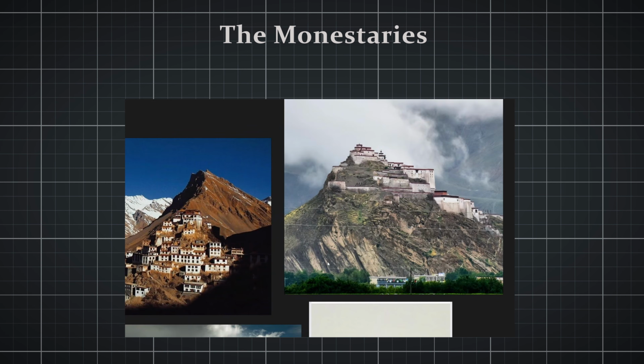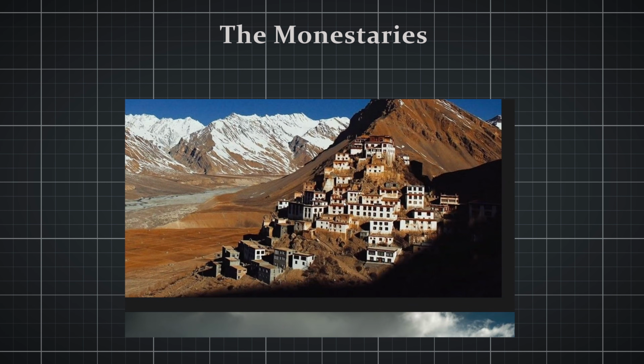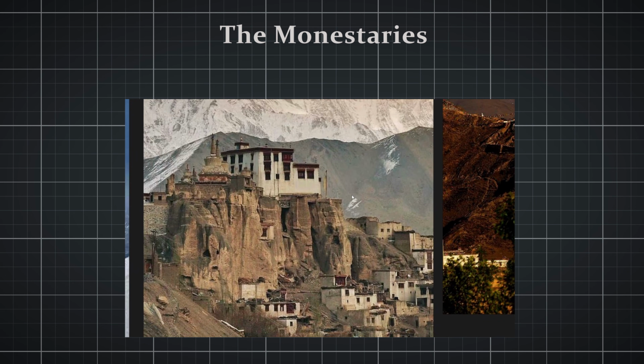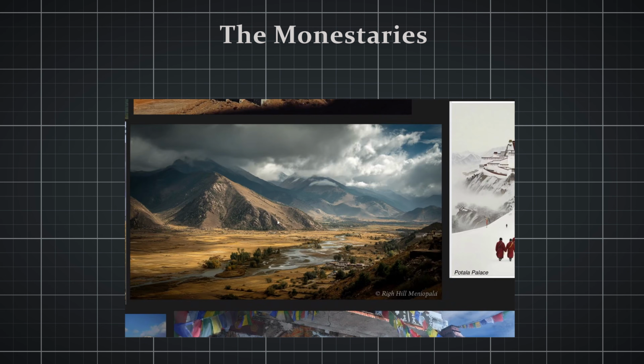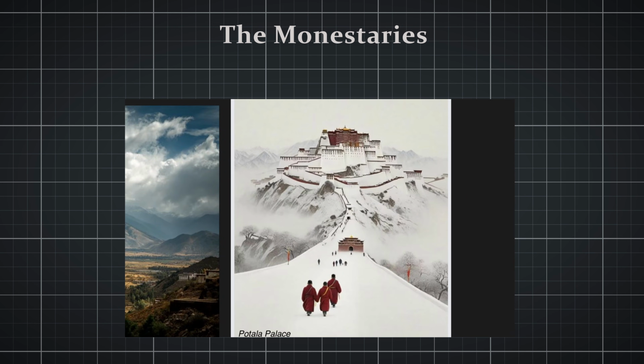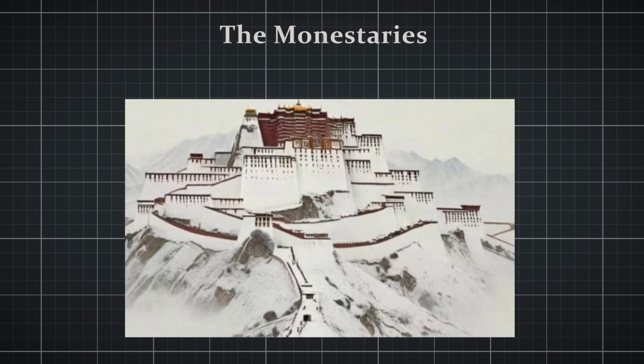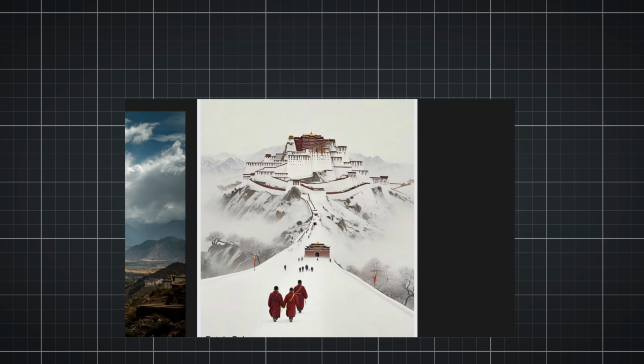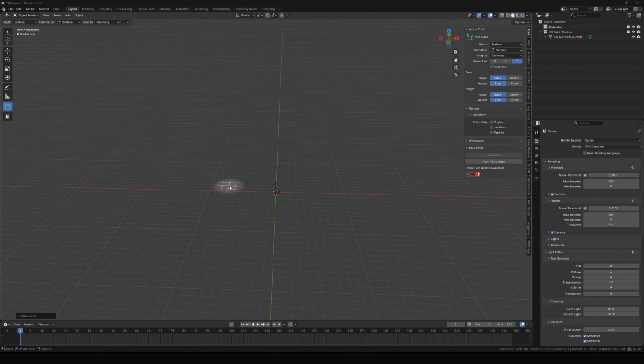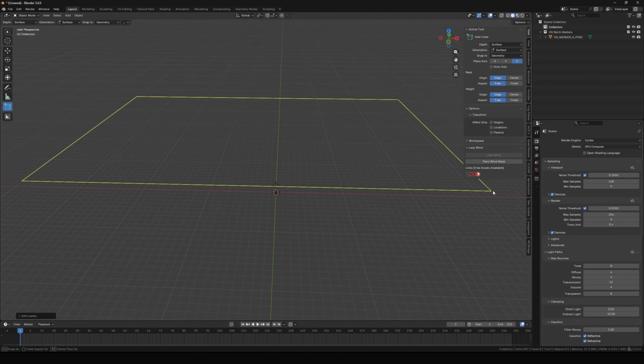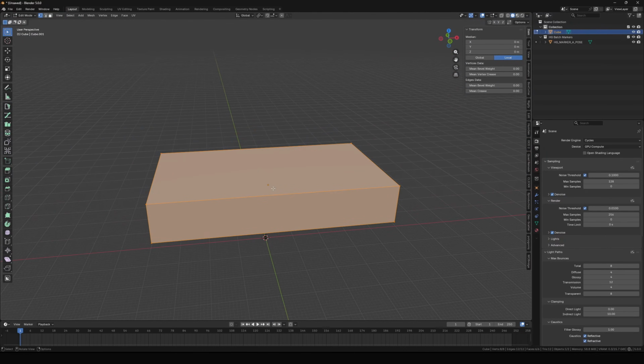The monasteries. Now, we need the main focal point of the image, a reason for this place to exist, the Tibetan monasteries. I obviously collected a lot of references, and a lot of them tend to have a similar color and architectural pattern. So with that in mind, I open a new Blender file, and we will use the box tool to create the first box.